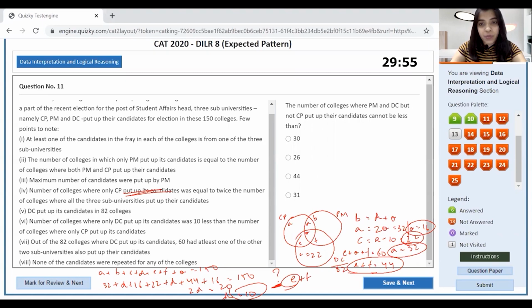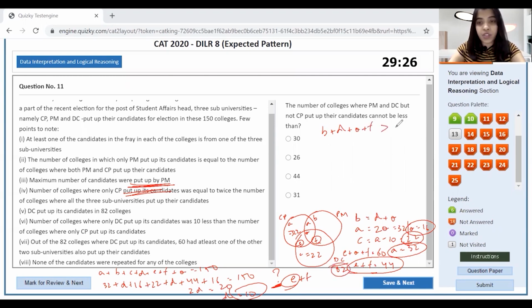The number of colleges where PM and DC, but not CP. So they're asking us for F, cannot be less than. All right, so let's go back to this that we highlighted here. Maximum were put up by PM. Now we know CP is A, which is 32. So E can be adjusted as per F. So this is okay. We need to see if PM, so B plus D plus O plus F has to be greater than DC.